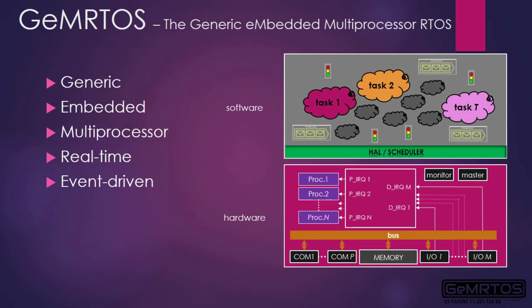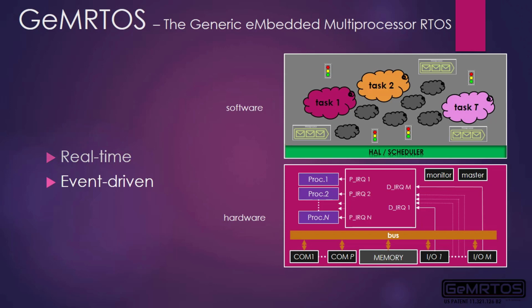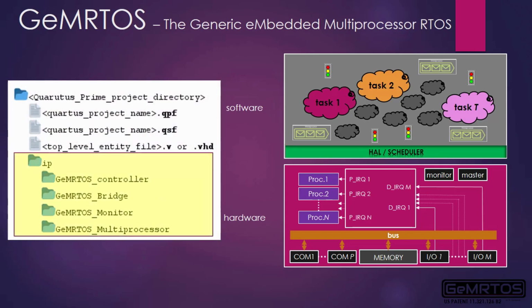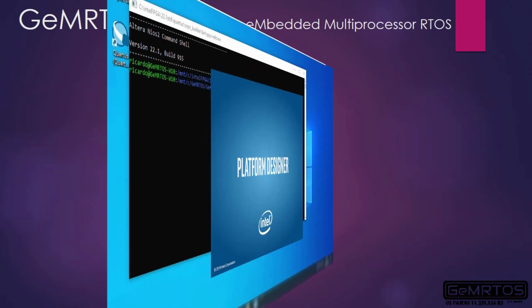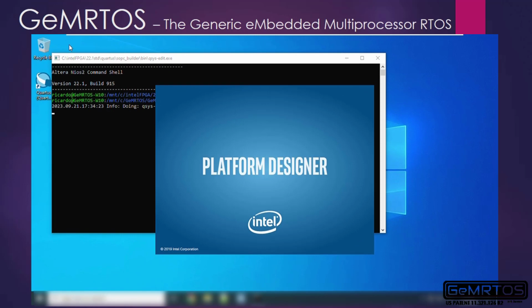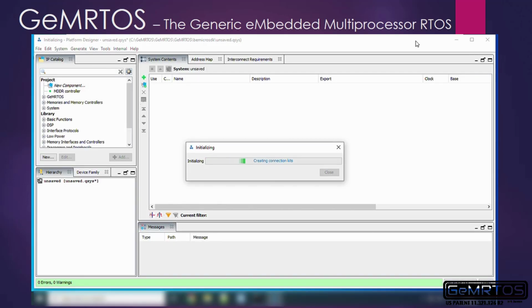However, GeMRTOS simplifies all these complex tasks for you. Creating an application using GeMRTOS is similar to creating a uniprocessor project with Intel's Quartus Prime and Platform Designer tools. The GeMRTOS IP component encapsulates all system internals, and it should be placed within the IP subdirectory of the Quartus Prime project directory. Placing these folders in the IP subdirectory ensures that the GeMRTOS IP component becomes accessible within the Platform Designer tool. In this way, the GeMRTOS IP component is included in the IP catalog and can be added just like any other Platform Designer IP component.